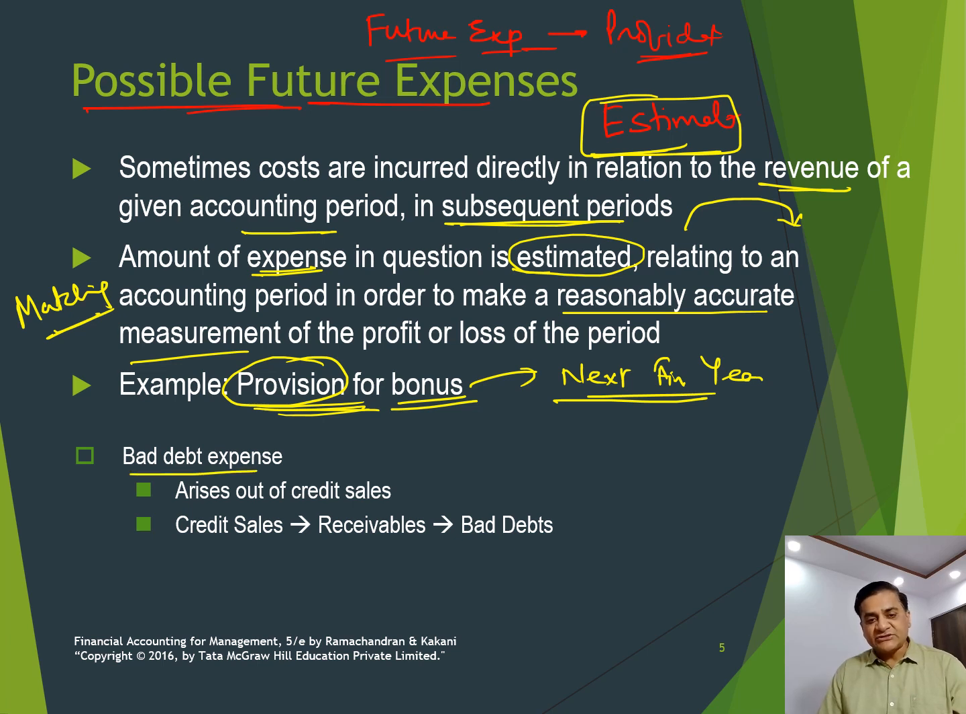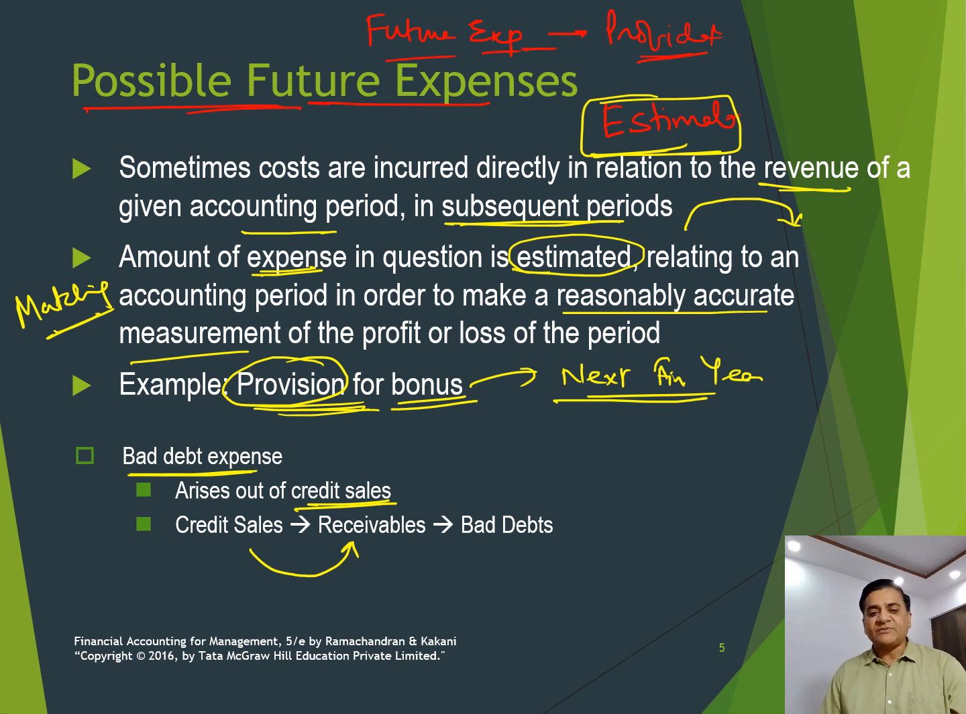Similarly, you have an expense called bad debt expense. Now, what is this bad debt expense? This arises out of credit sales. If you do not sell everything on cash, which means some items are sold on a credit basis. Credit basis means you are going to receive that money in future. So, your credit sale is converted into receivables to be received in future.